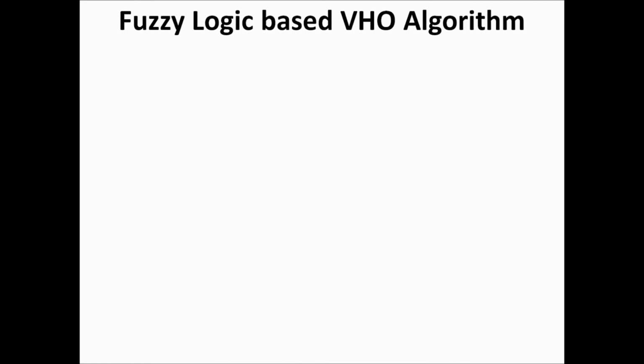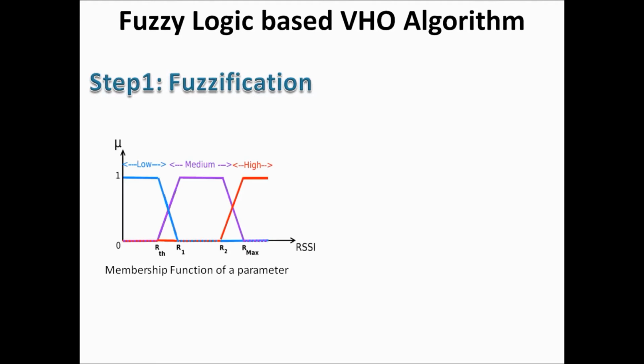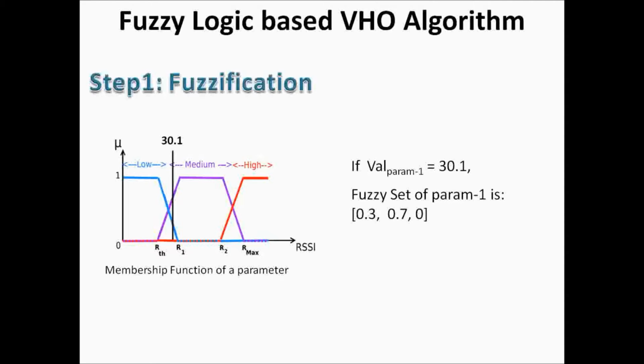Let us look at the working of the algorithm in detail. The first step is fuzzification. Each parameter considered for decision making will have a membership function defining the fuzzy sets like low, medium and high. Take an example of value 30.1. The fuzzy set for this particular value will be 0.3, 0.70, which says 0.3 low, 0.7 medium, 0 high.